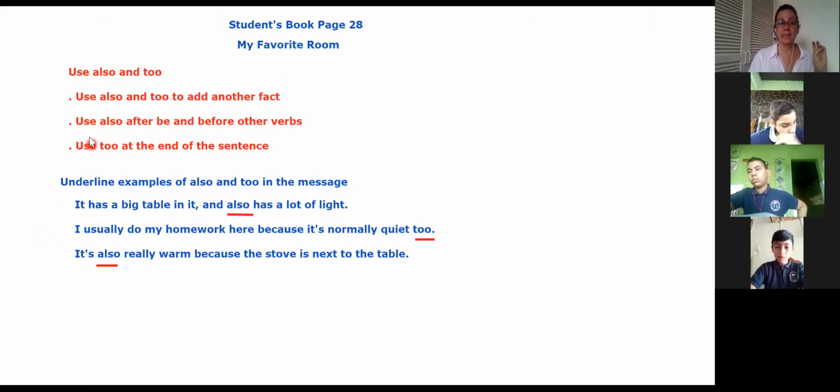And when it says here, use also after be. Be, the verb be is, are, am. In this case, it is also after the verb to be. If you have the verb to be, it goes also. If not, it goes before any other verb. Before other verbs. Here we have has. It goes before has. Okay? So we have the three uses here in these sentences of also, too, also.